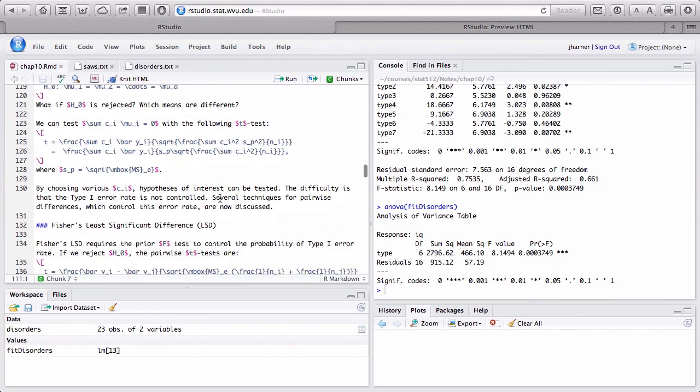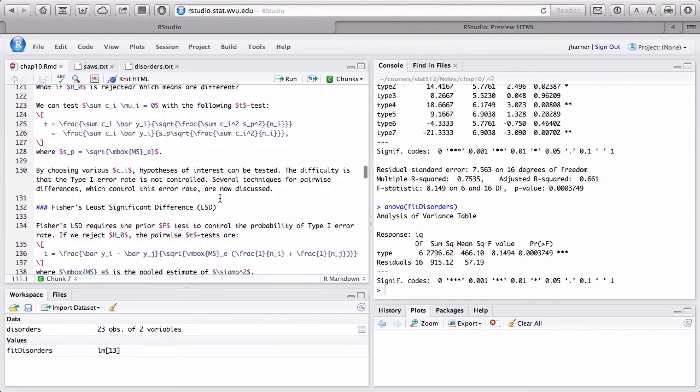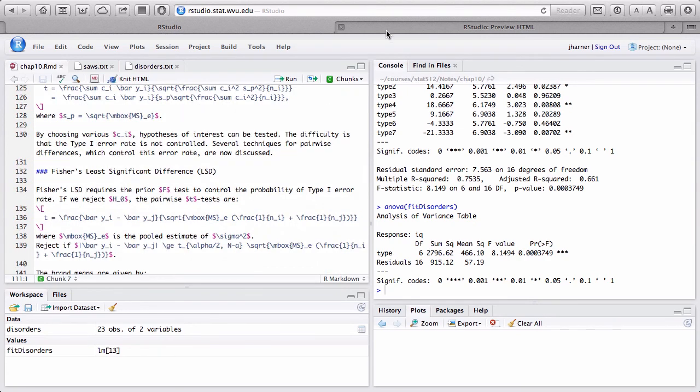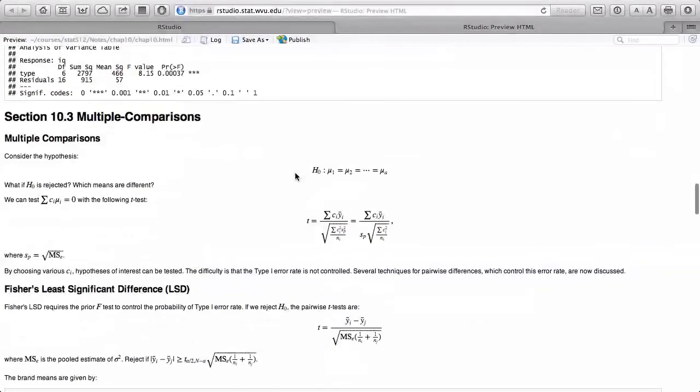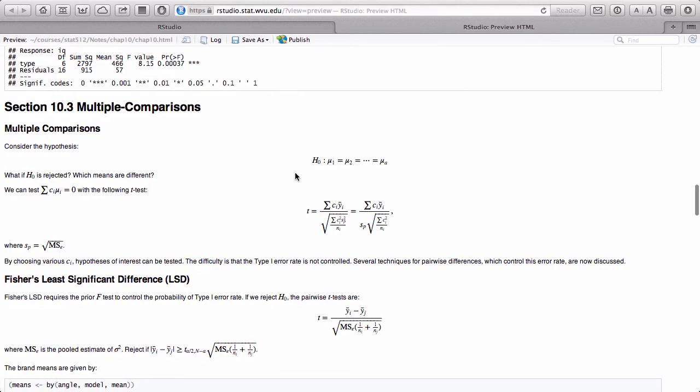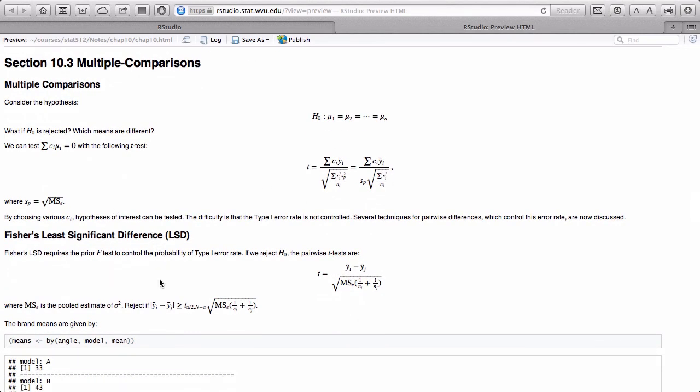So let me just say, what we're going to start on next time is multiple comparisons. You should be reading the book. The first thing we're going to do is look at a situation called Fisher's LSD, which is a very simple way to say which group is different from which other group, and we look at all possible pairs. Now we have to be careful.